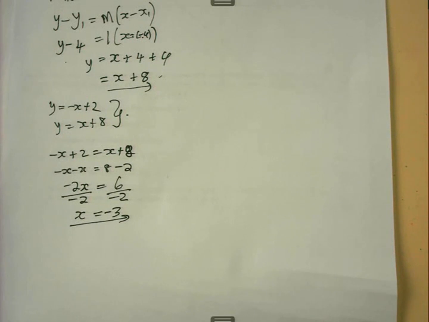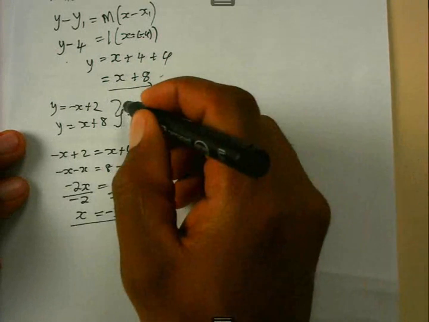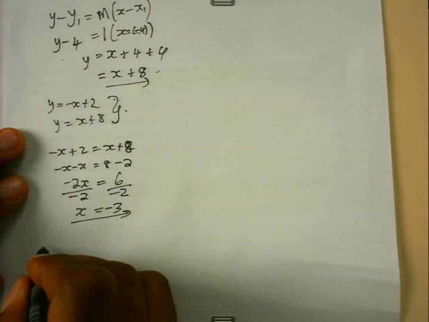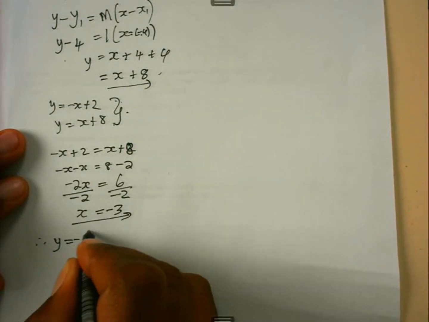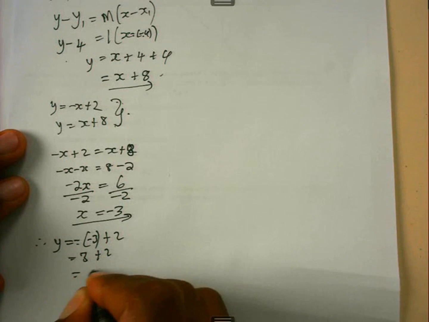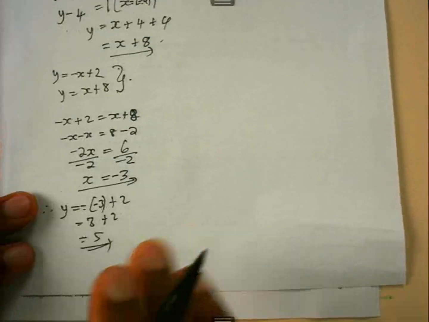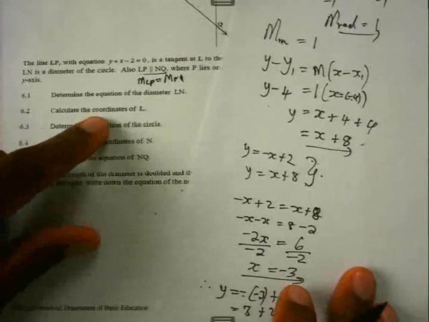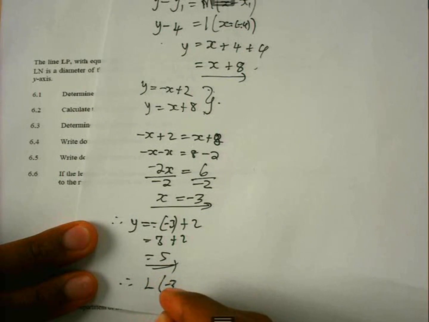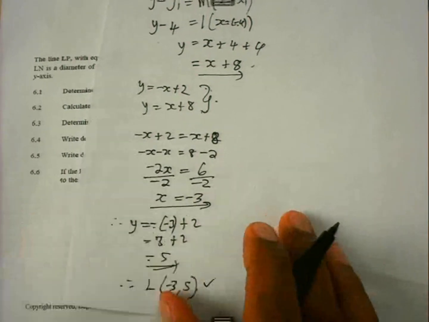Now the question then will be, of course, we are happy we have x. How do we determine the y coordinate of L? Of course, it's not a problem. You just substitute x in one of the two equations. If I take the first one, therefore now we say y is equals to minus minus 3 plus 2. The negative times negative is a positive. Therefore, the answer is 5. Of course, the question said you must determine the coordinates of L. Then the coordinates of L are minus 3 as well as a positive 5. Now we have the coordinates of L.